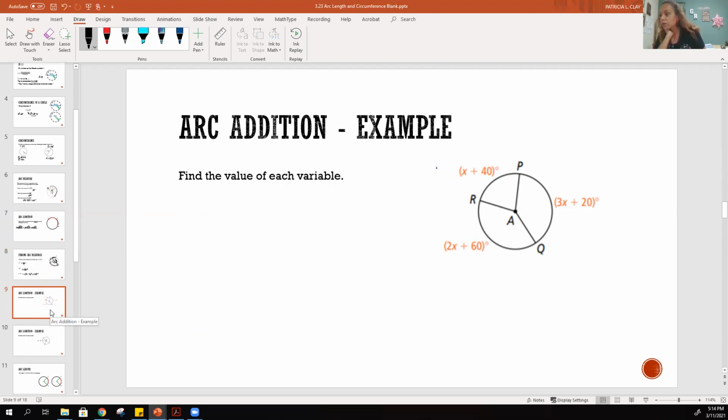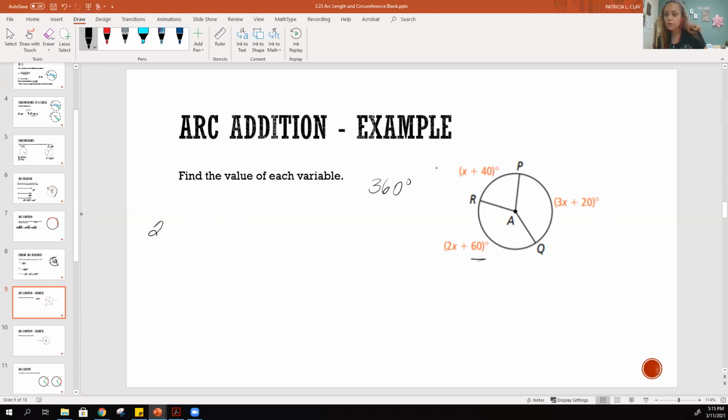So what do we notice though? We have an X here, an X there, and an X here. Well, together they make a complete circle, which is how many degrees? 360 degrees. Remember, we talked about this before. So all I have to do is add up all my expressions and put them equal to 360 to solve for my X. Okay, so I'm going to start right down here.